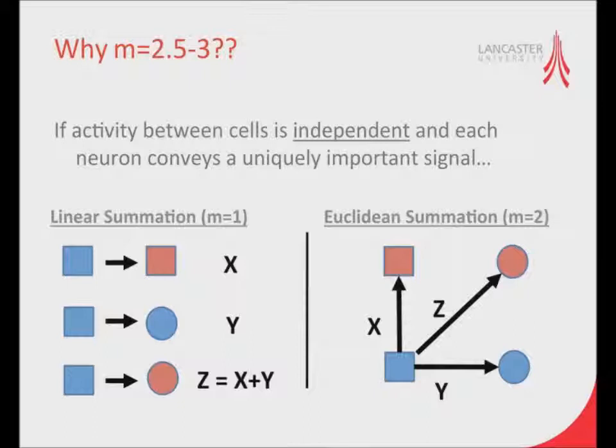If instead, X fires more and more when there's a change in color, and Y fires continuously more when there's a change in shape, then when you have a change in color and shape, the Z would follow something more like a Pythagoras rule, or a Euclidean summation. And in this case, X and Y are also independent because they're orthogonal from one another. So if they're independent, you would expect an M value of either 1 or 2.